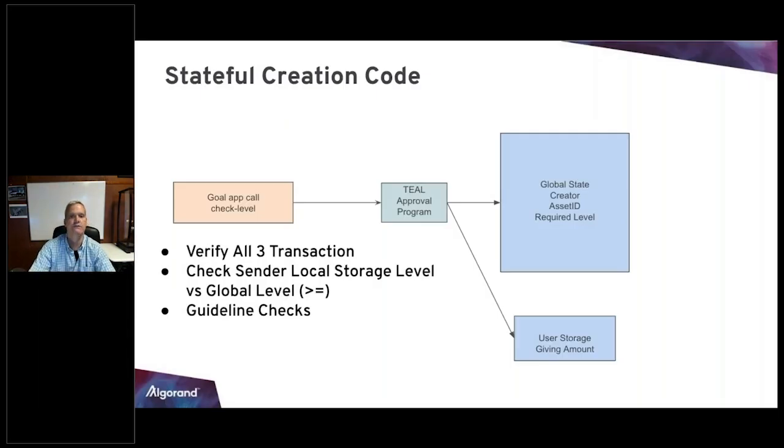Okay. The final one is the meat of the smart contract, and it's the check level. What it's going to do is verify that it has 3 transactions, that the sender's and the receiver's level in local storage is greater than or equal to what we have in global storage for the asset. And then I have a bunch of standard guideline checks to make sure that you don't do things like rekeying an account or closing out an account. You'll see when I get into the code what all that means.